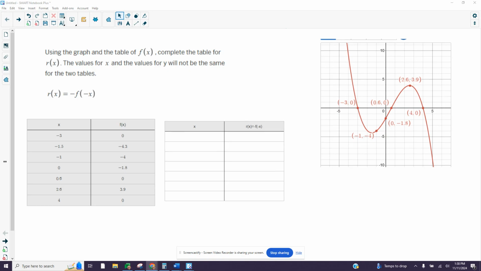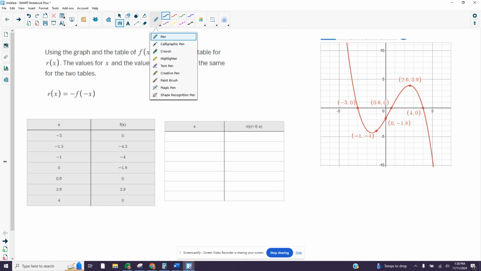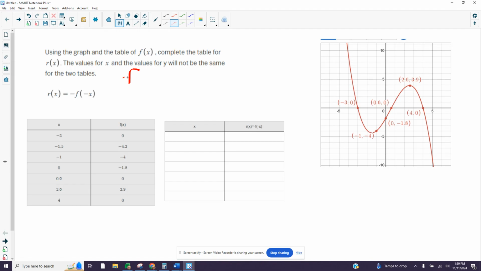let's think about this. What r of x is doing is replacing the x value in f of x. Let me get my pen going here. It is replacing the f of x value, it is now going to be f of negative x inside. Okay, so that's this first portion of what r of x is going to be.